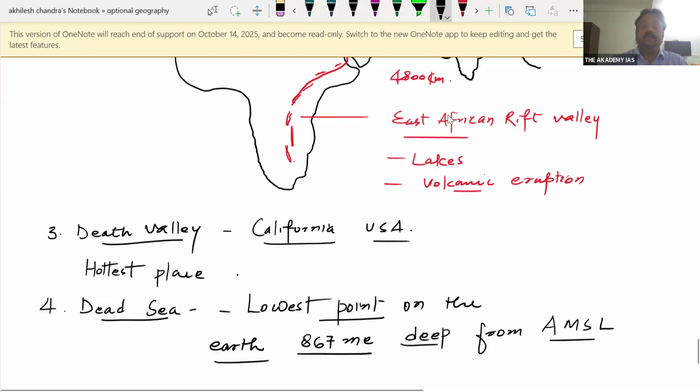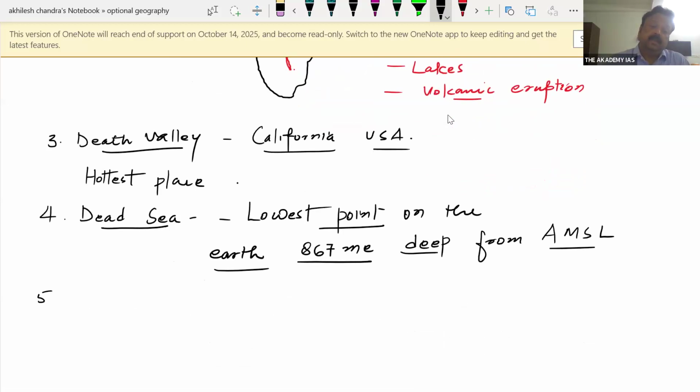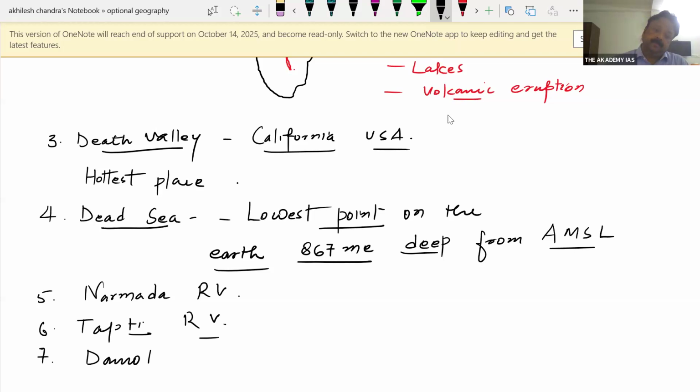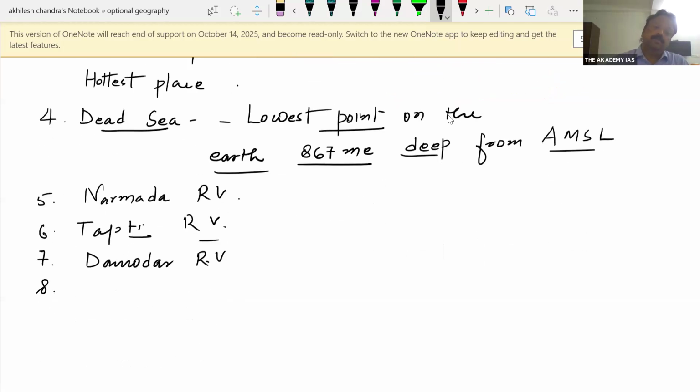Then in India, we have Narmada Rift Valley, then we have Tapti Rift Valley, Damodar Rift Valley. Son River is also flowing through a rift valley. So please take down Son Rift Valley.